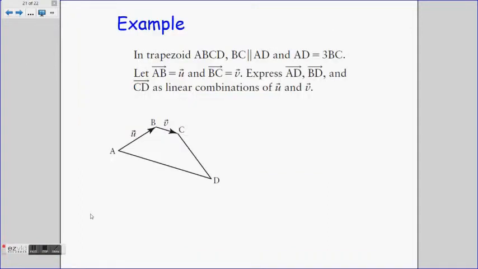Let's look at our next example. Let's take trapezoid ABCD. In this trapezoid, BC and AD are parallel. AD is equal to 3 times BC. We're going to let AB equal u and BC equal to the vector v. We're now asked to express AD, BD, and CD as a linear combination of u and v. Now these are great questions. Let's see how this is done.